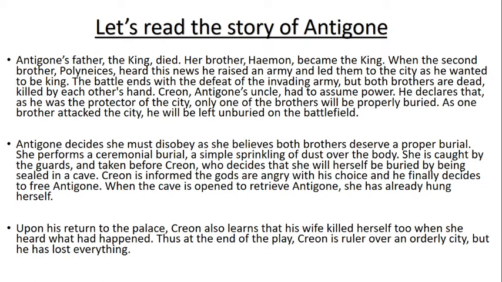Creon is informed the gods are angry with his choice, and he finally decides to free Antigone. When the cave is opened to retrieve Antigone, she has already hung herself. Upon his return to the palace, Creon also learns that his wife killed herself too, when she heard what had happened, thus the end of the play. Creon is ruler over an orderly city, but he has lost everything. So that is the basic story of Antigone. If you are unsure or want that to be reread to you, just skip back a little bit and you can listen to me reading out the story again.